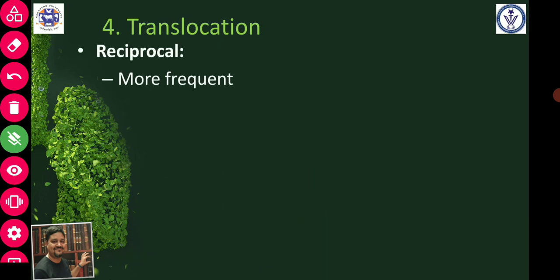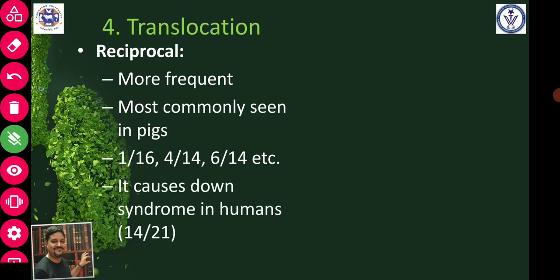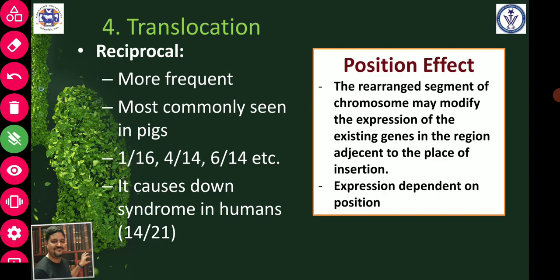Now reciprocal translocation is more frequent, most commonly seen in pigs, in animals, and examples are exchange of chromosomal segments between 1st and 16th chromosome, 4th and 14th chromosome, 6th and 14th chromosome, and so forth. And it causes Down syndrome in humans. You may be remembering, or you might have studied in your plus 2 classes, about Down syndrome. There will be translocation between 14th and 21st chromosome. This will lead to Down syndrome.